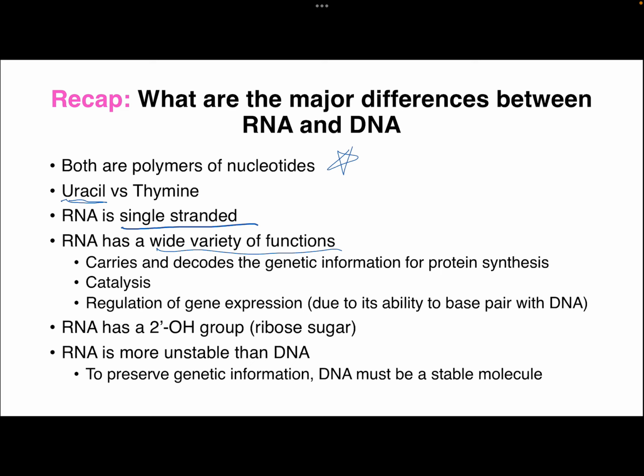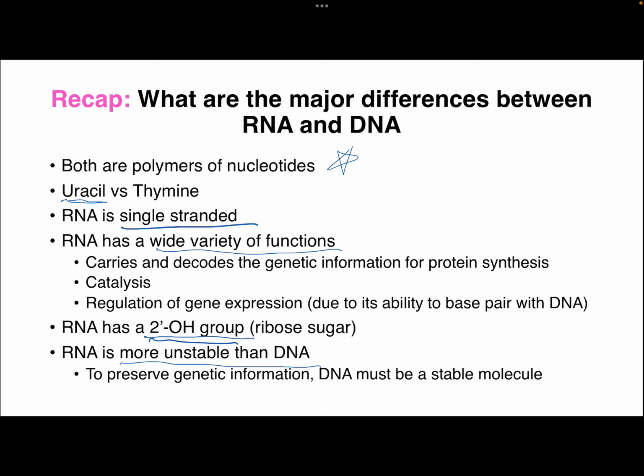RNA also has a 2' hydroxyl group because it has ribose sugar instead of deoxyribose that contributes to RNA being much more unstable than DNA. So when you think about it, DNA is the genetic storage molecule. It has to be around for a long time to be able to be passed on to the next generation, and it has to be intact when it's passed on. So DNA has to be very stable. RNA, on the other hand, is not as stable as DNA due to this 2' hydroxyl group.